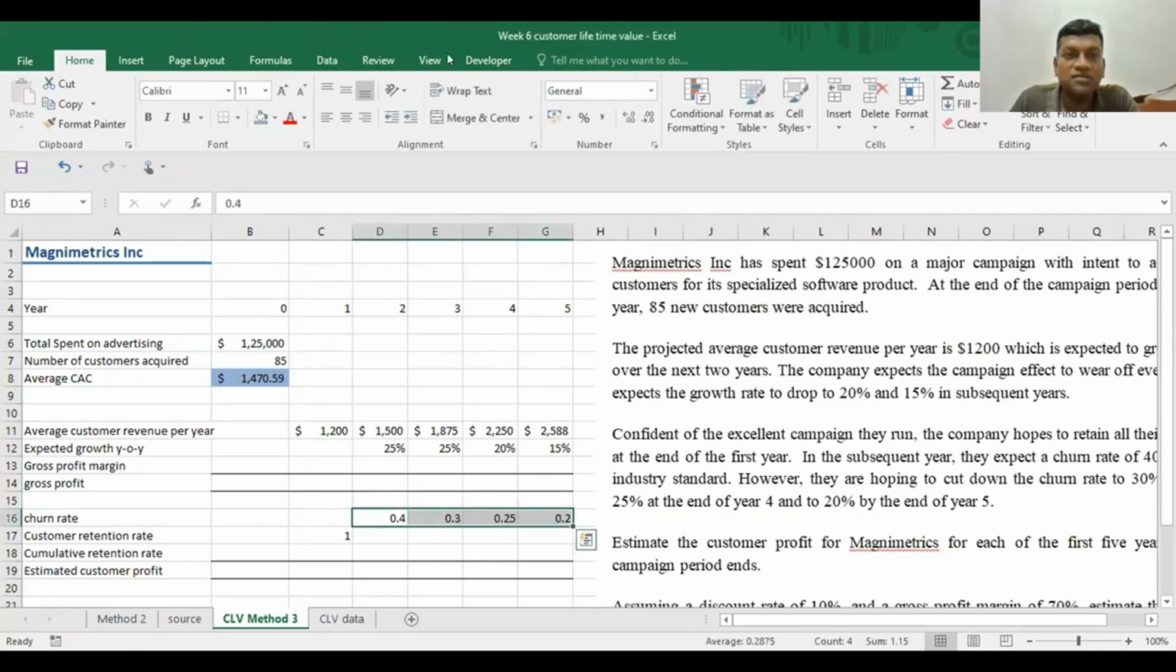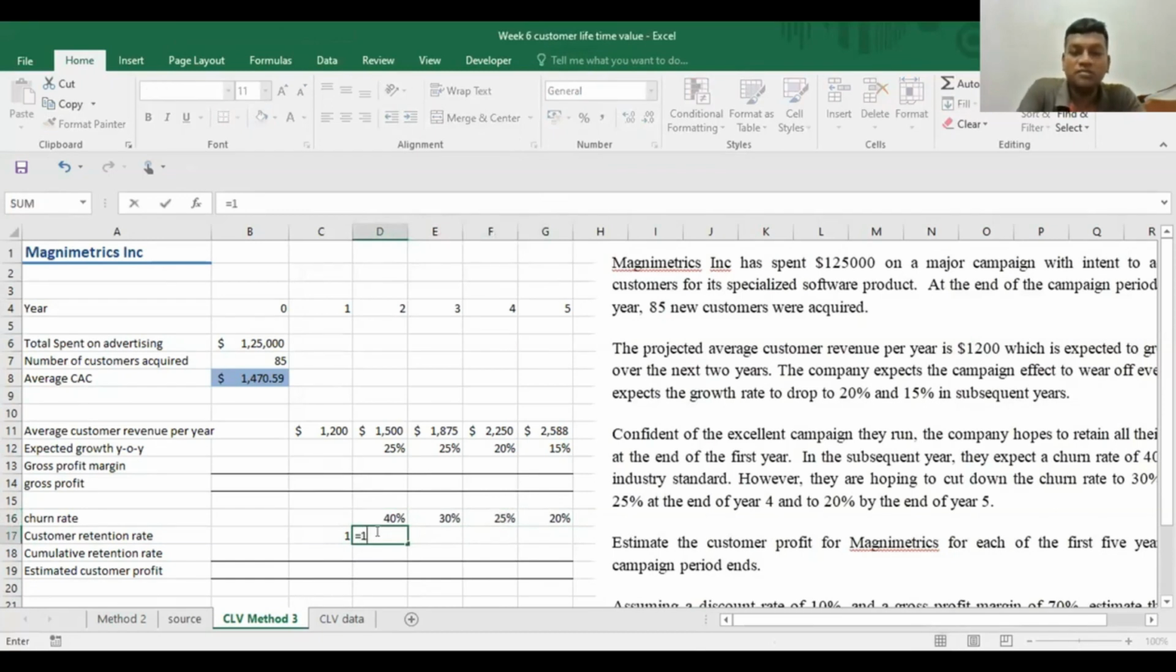Let me format this percentage. Okay. Now, if the churn rate is 40%, your retention rate is 1 minus that, is equal to 1 minus 40%. Okay. Let me copy the formula across.